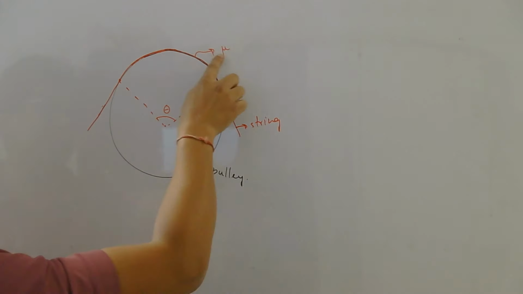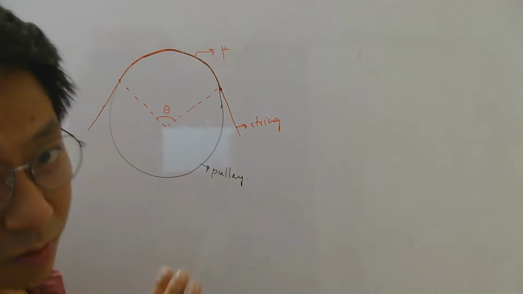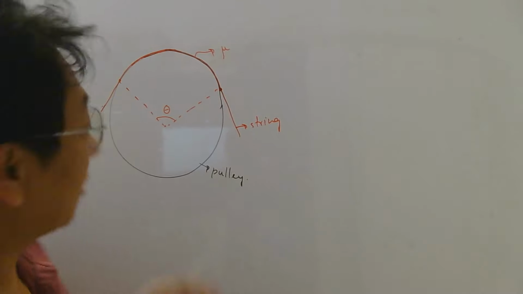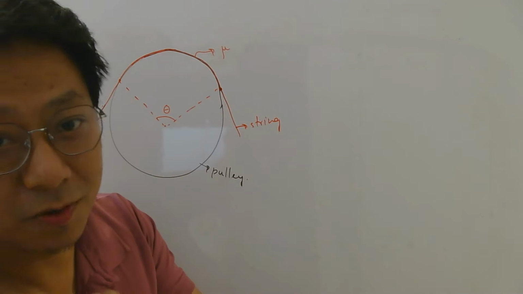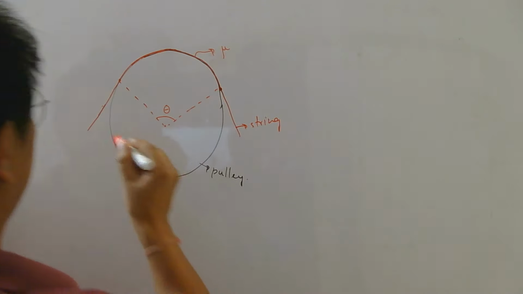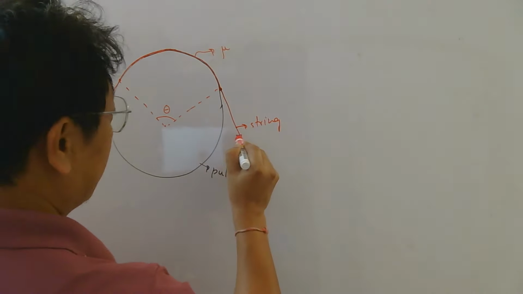And the friction coefficient between the pulley and the string is mu. So this time it is not frictionless, remember, there is some friction. So as I told you, tension here and here will not be the same. So what will be the relation between the tensions that we want to find? Let's say tension here is T1 and tension here is T2.